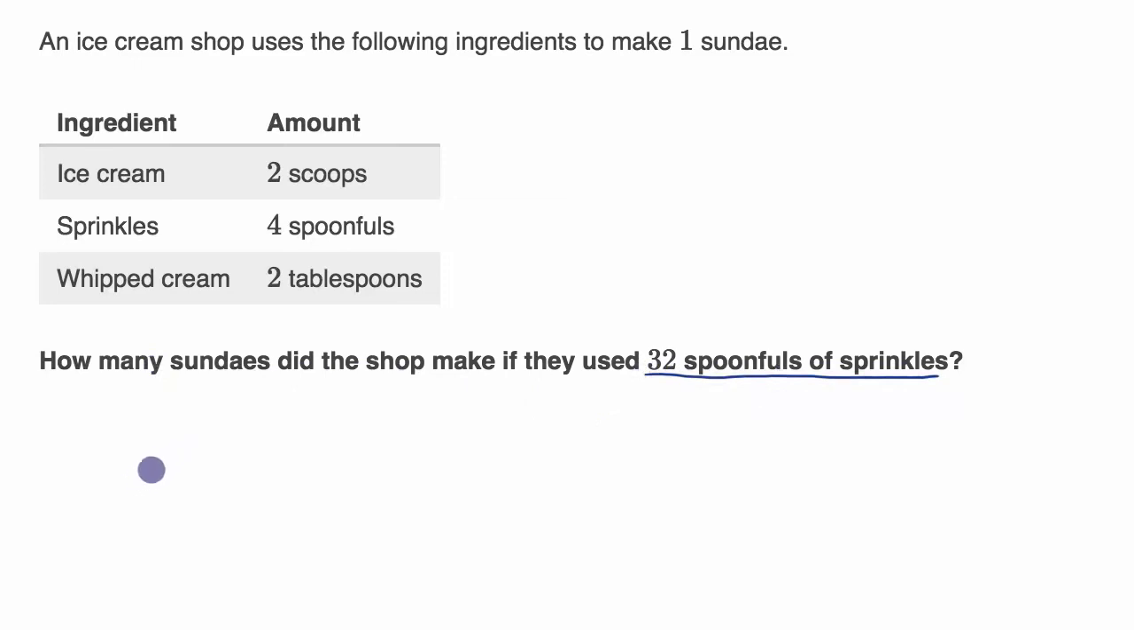So there's a couple of ways to think about it. Here we're talking about sprinkles, so that's what's relevant here. 4 spoonfuls for every 1 sundae. So we could say that the ratio of spoonfuls of sprinkles to sundaes is 4 to 1. 4 spoonfuls of sprinkles per 1 sundae. But here we're talking about using 32 spoonfuls of sprinkles.